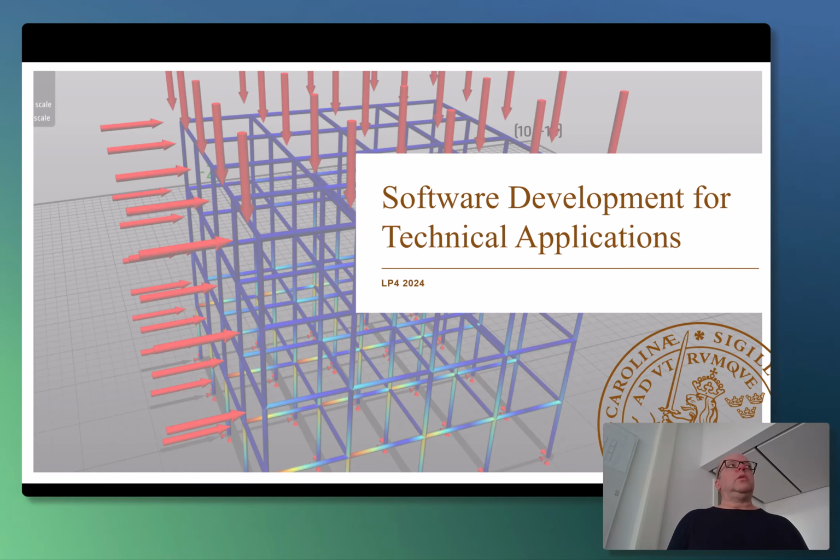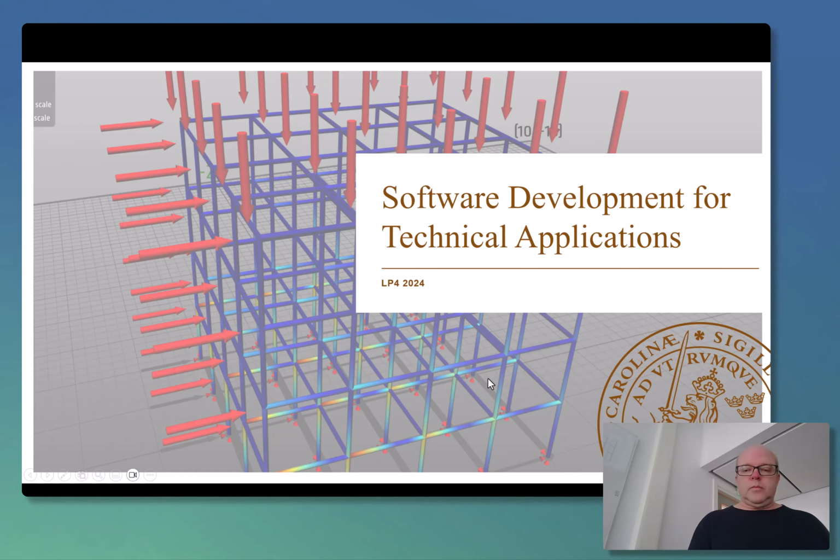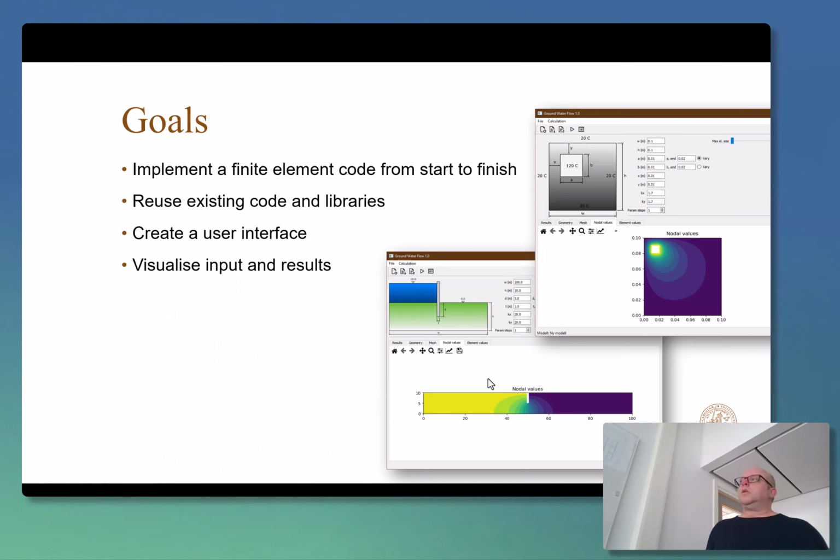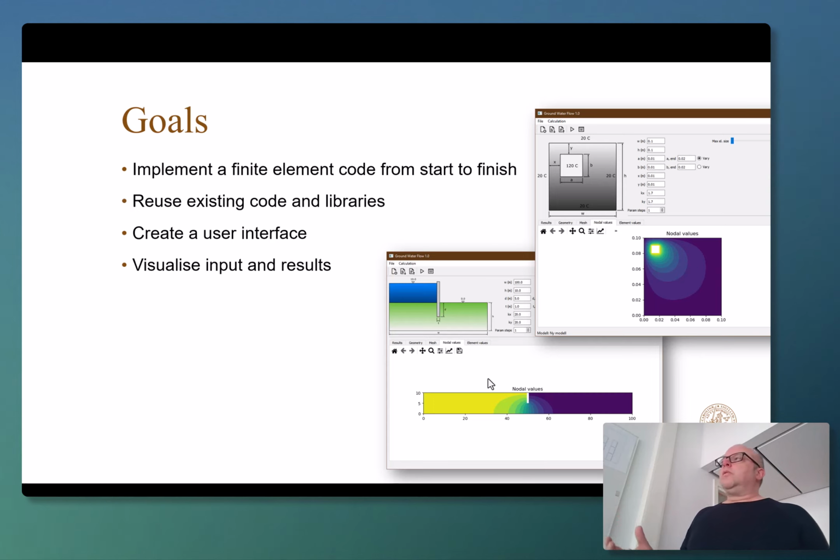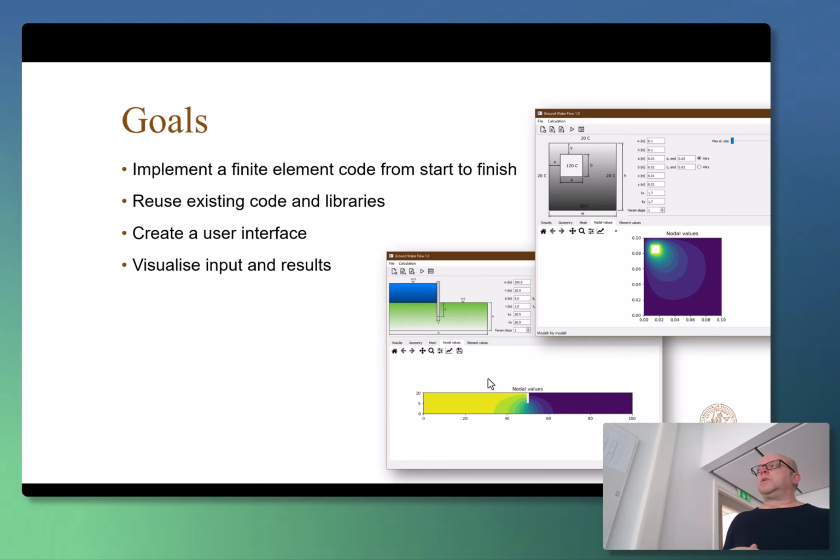We are going to learn how to code engineering applications, all the steps, from designing the model, the user interface, the visualization, the report, presentation. So, implement finite element code from start to finish, reuse existing code and libraries that are available online, implement the user interface, and visualize input and results.